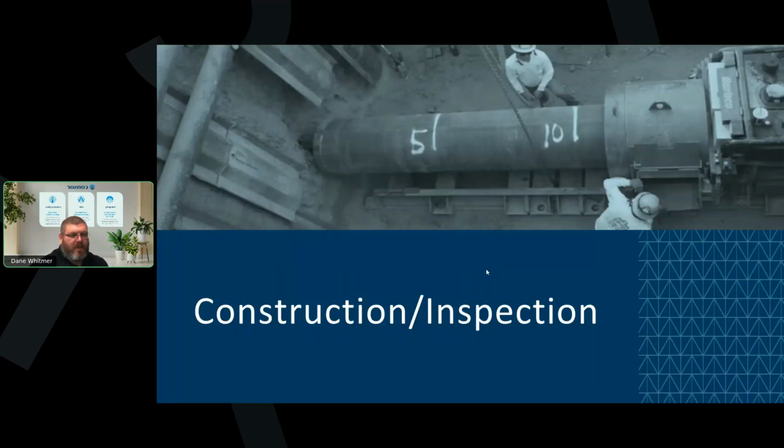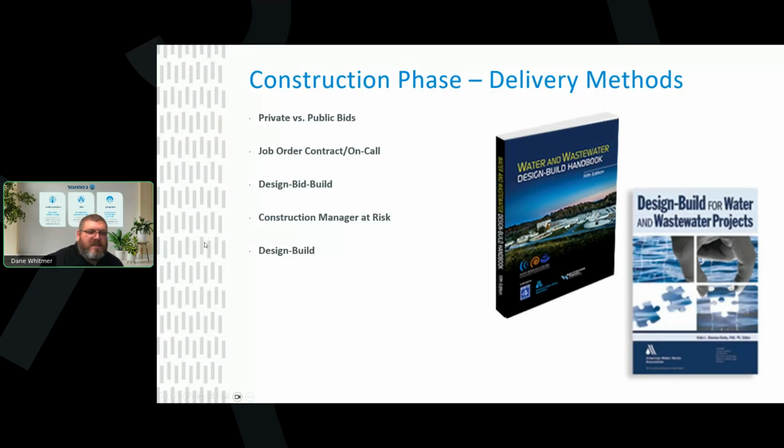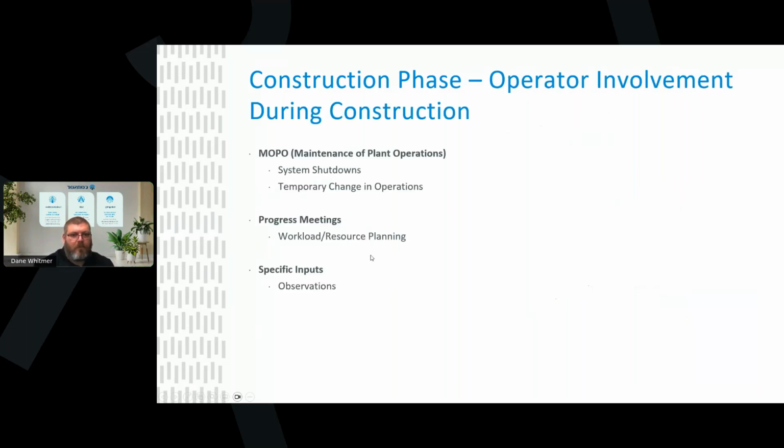Construction inspections. After you've designed it, there are different ways to deliver the construction of your design project. There can be private and public bids. There's your JOC, and JOCs and bids typically go through the design, bid, build order. It's designed, it's bid for, and then contractors are building it. Other progressive delivery methods are what's called construction manager at risk here in Arizona, or design build.